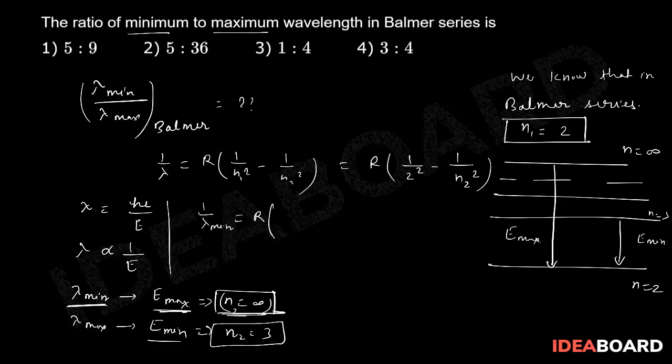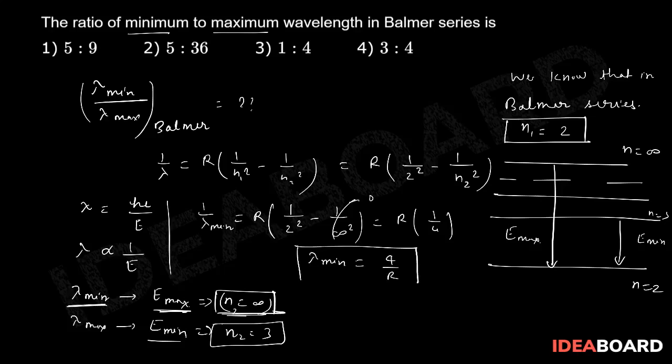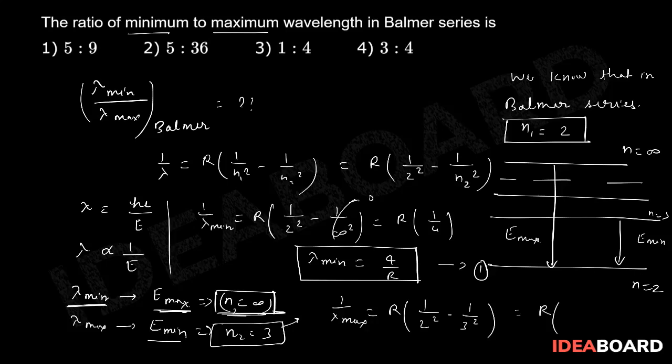Once you put the value, you get 1 upon lambda minimum equals R into 1 upon 2 square minus 1 upon infinite square, which gives us R into 1 upon 4 only, as this value will be 0 itself. From there I can calculate lambda minimum is going to be 4 divided by R, and this is going to be our equation number 1. For n2 equal to 3, we can calculate 1 upon lambda maximum is equal to R into 1 upon 2 square minus 1 upon 3 square.